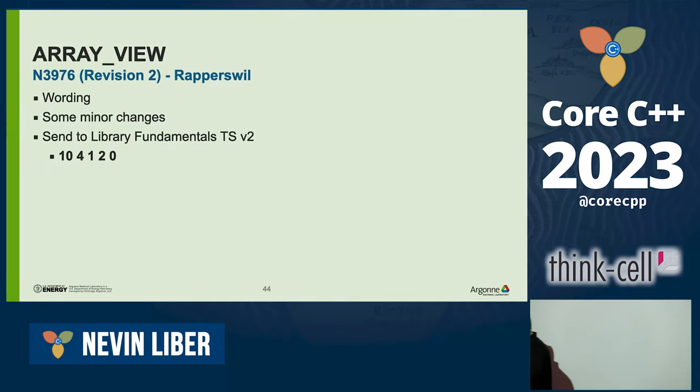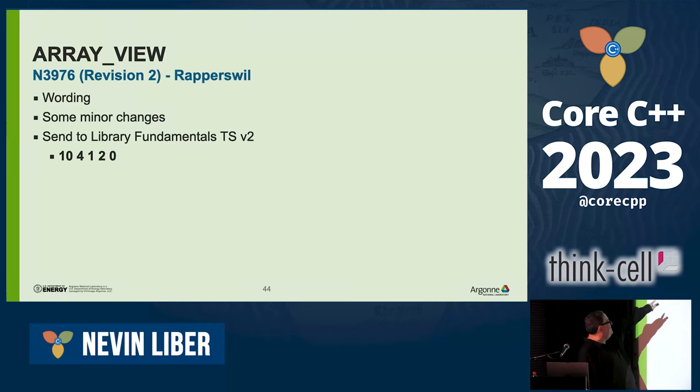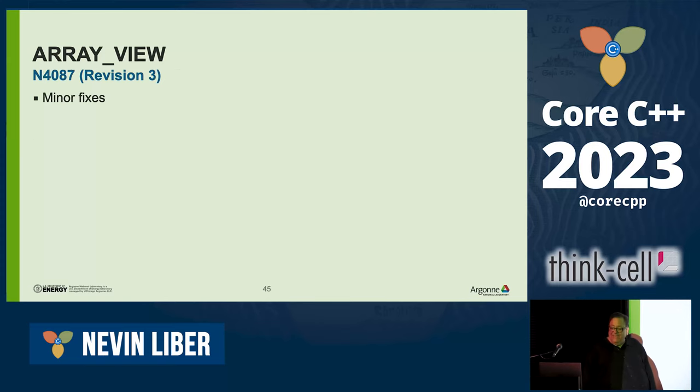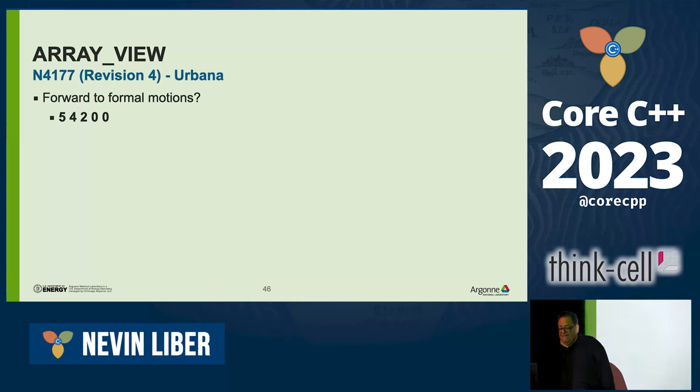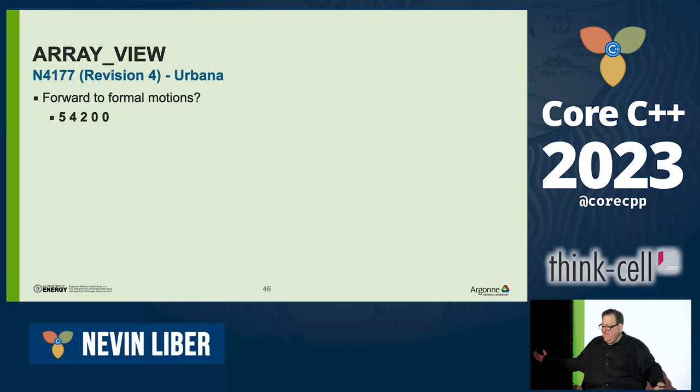Hey, let's do another vote, right? Got some wording in wrapper soil, got some minor changes. Should we send it to the library fundamentals TS version 2? I mean, yeah. Oh, we also got consensus. So it's usually like 2-1 of kind of these three added together versus those three. Yeah, that's consensus. So some minor fixes happened. Should we put it on the formal motions page? Which means the whole committee will now vote on it, whether or not it goes in.